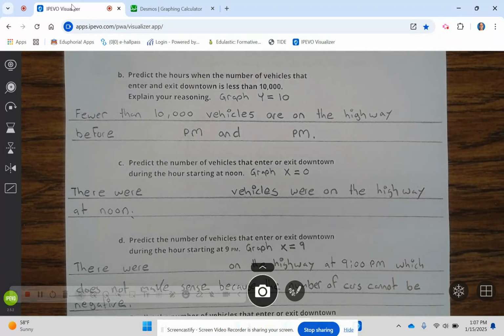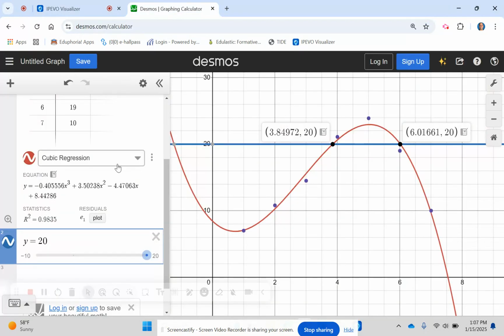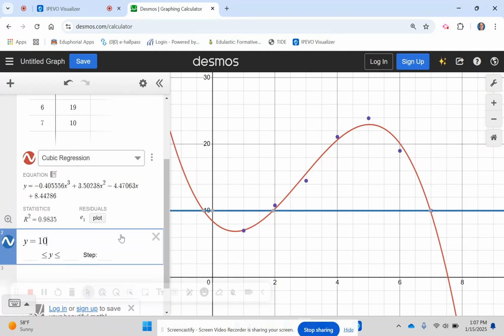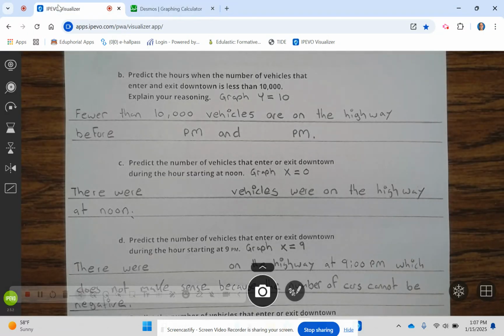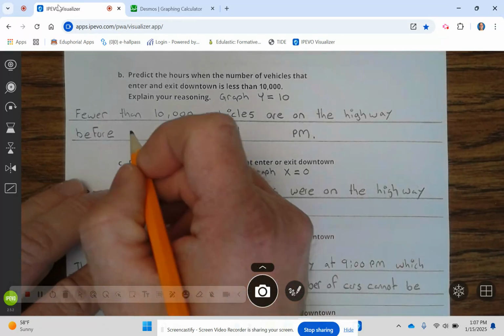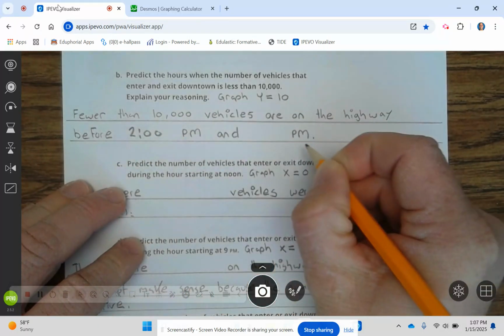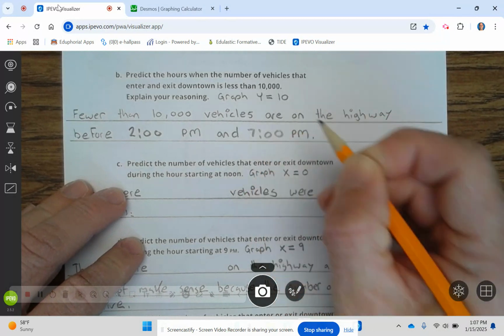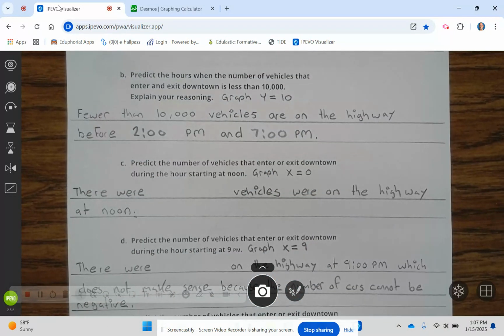B. Predict the hours when the number of vehicles that enter and exit downtown is less than 10,000. Explain your reasoning. Graph y equals 10. Okay, so I'm going to come over here. I'm going to change the y equals 20 to y equals 10. And let's go ahead and round those to whole numbers. So that would be 2 and 7. So fewer than 10,000 vehicles are on the highway between 2 p.m. and 7 p.m. All right, go ahead and finish up B.